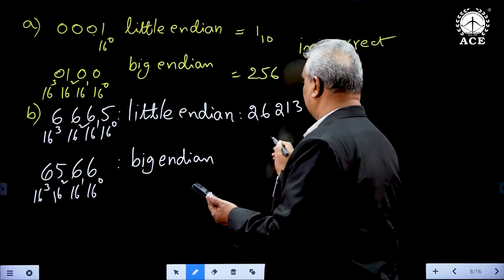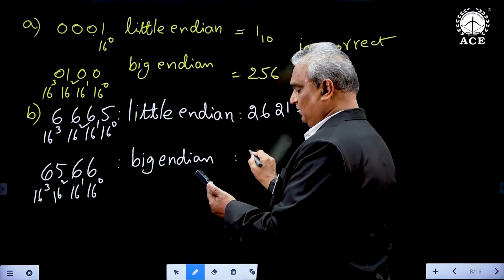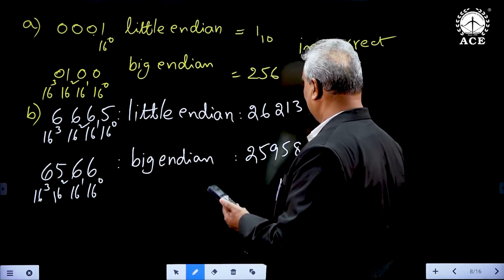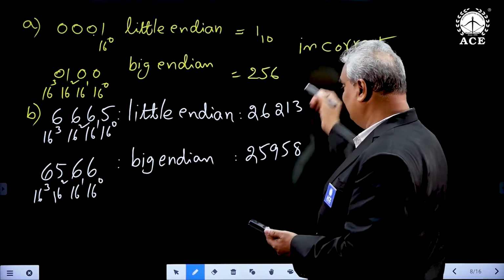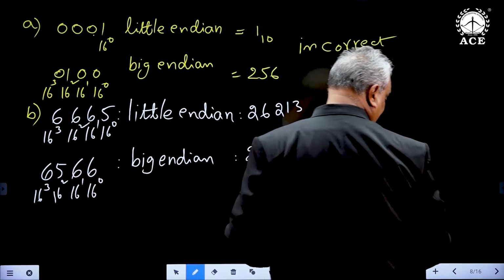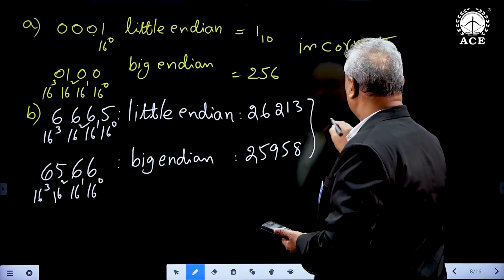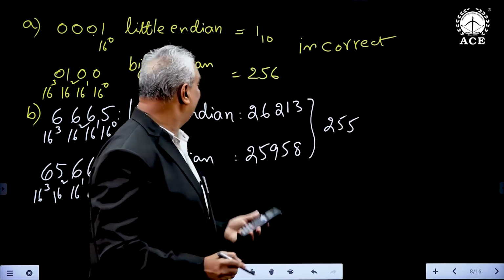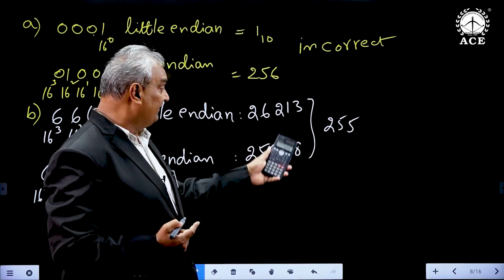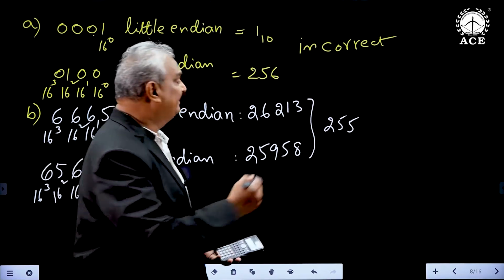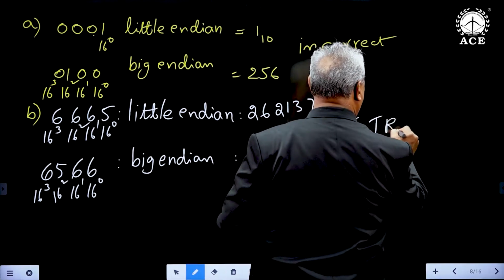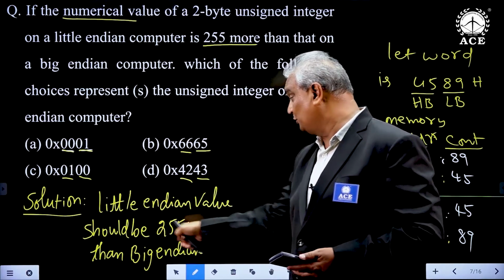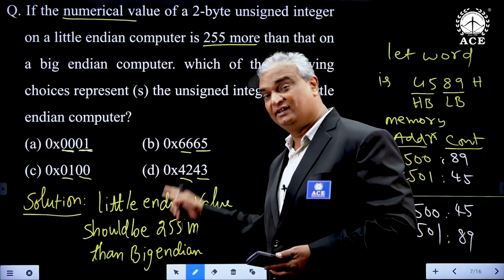What about this value? This value is 25958. What about the difference between these two? The difference between these two is exactly 255. Then the little endian value is 255 more than the big endian. That's why it is true.